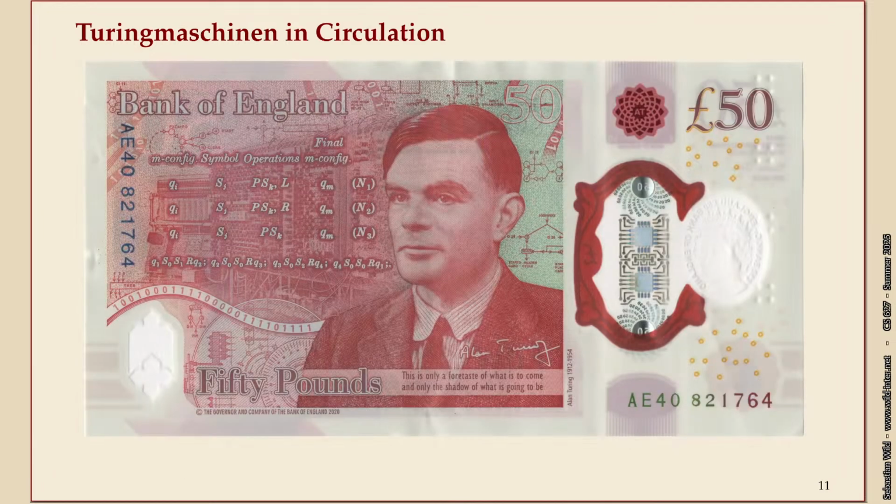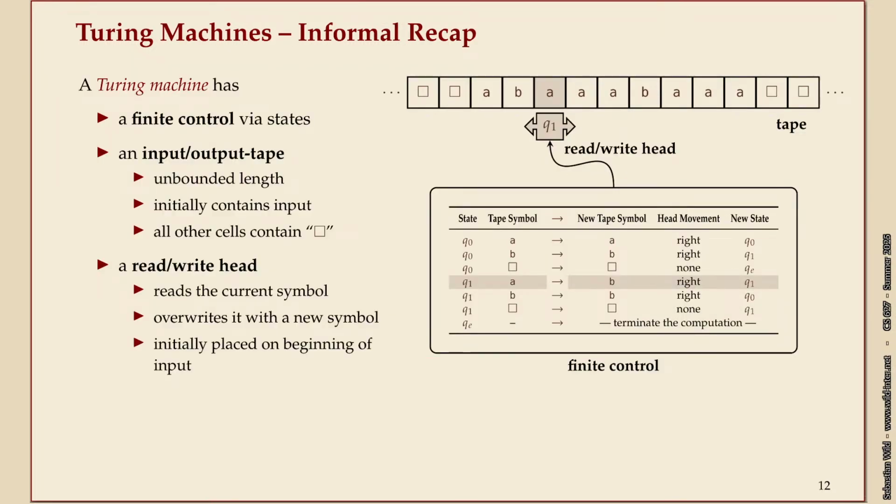Okay. And of course, they're also in wide circulation. I spent 5 years in Britain until last summer. So this is a picture I took of an actual note with Alan Turing on it, and he invented some shorthand for his Turing machines. That's what's on the bill. Otherwise, it's a bit hard to decipher. But yeah, they're very proud of Alan Turing, and for a good reason.